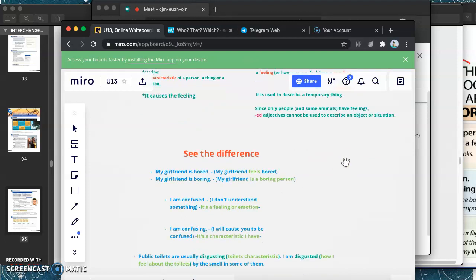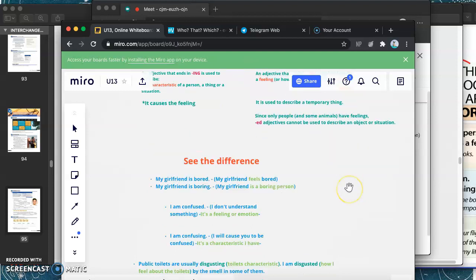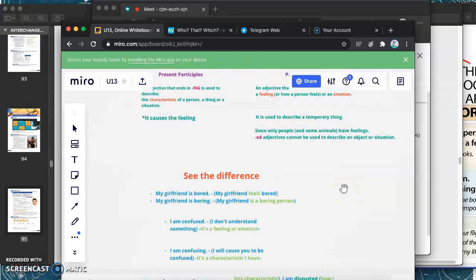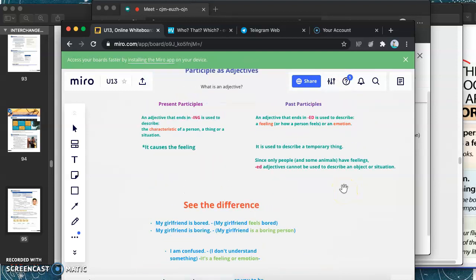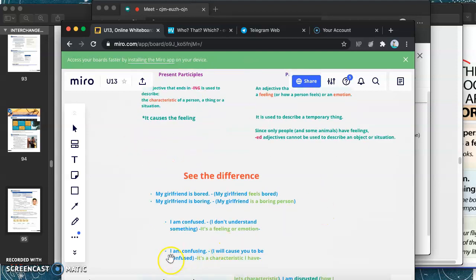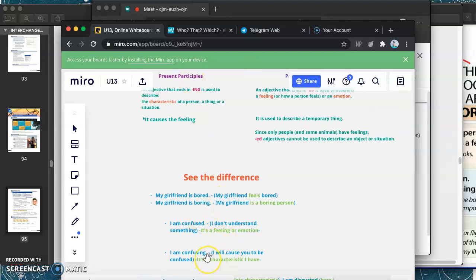Again, if I say I am confused, it's when I don't understand something, but if I am confusing, it's because I will cause you to be confused. Remember that present participles, the ones that end in ing, they cause the feeling. So these ones cause this feeling. If I say I am confusing, that's ing. Since I am confusing, I will cause the feeling of you being confused, basically.